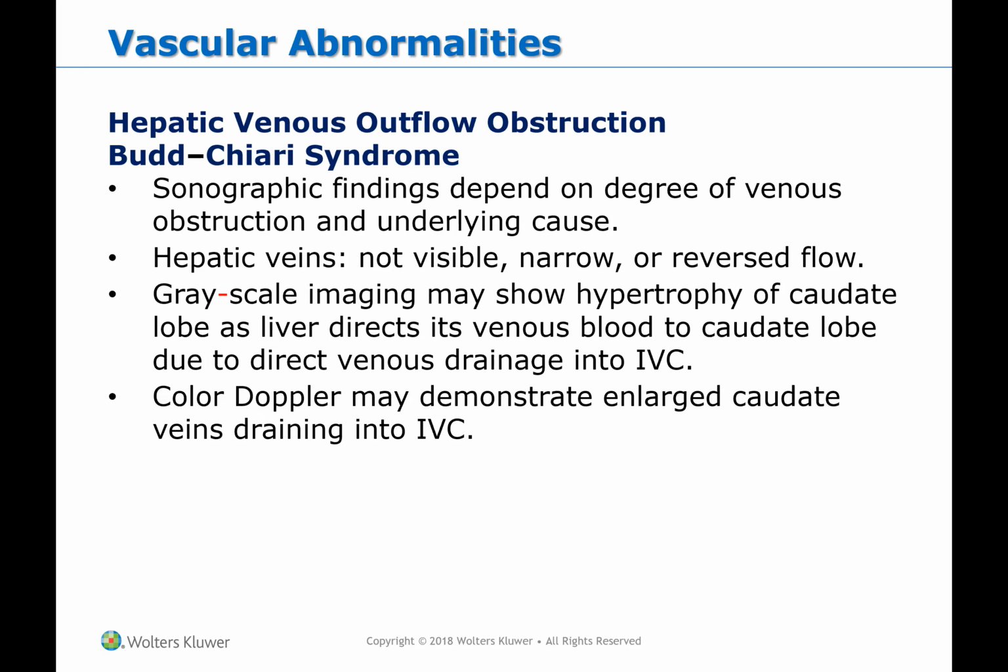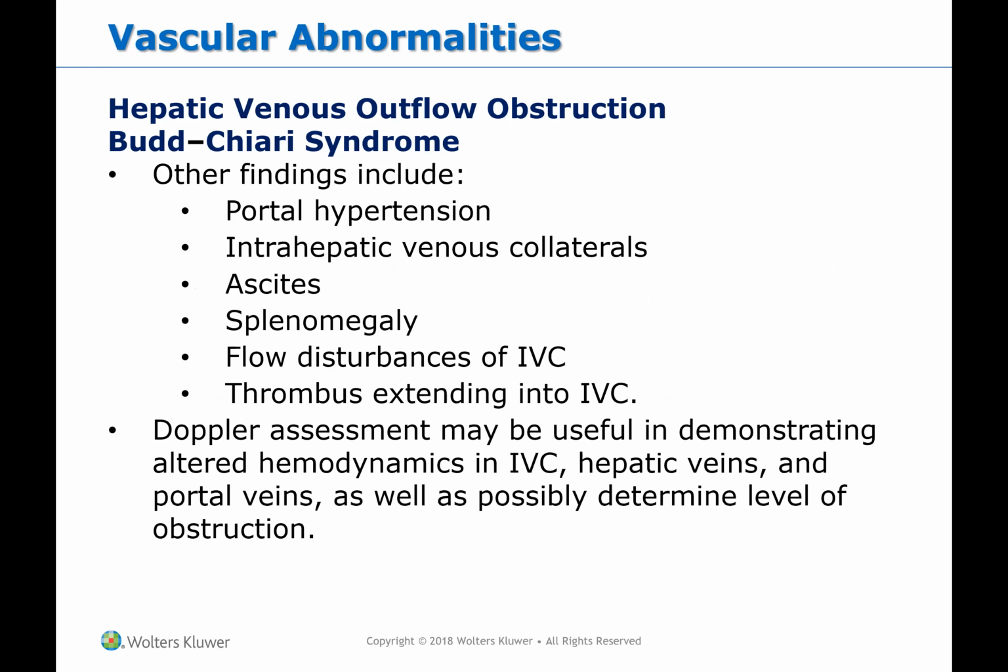And so if we're not getting blood flow, the body is going to make a way. That's exactly like I talked about with the cirrhosis. Different veins that were fetal veins that are now ligaments are going to open up. The body is going to create collaterals, because it's like, we got to get this blood flow through here fast because we got to survive. Other findings would probably be portal hypertension, intrahepatic venous collaterals, ascites, splenomegaly, flow disturbances in the IVC, and thrombus extending into the IVC.